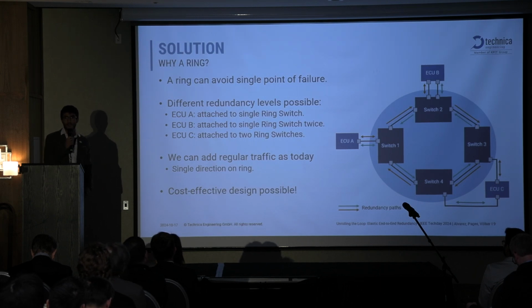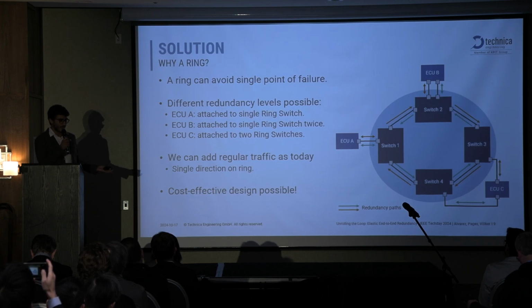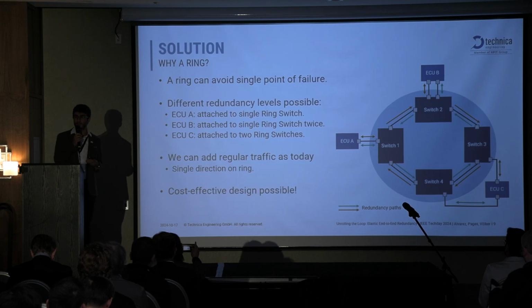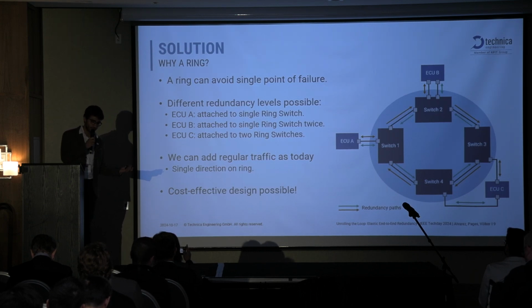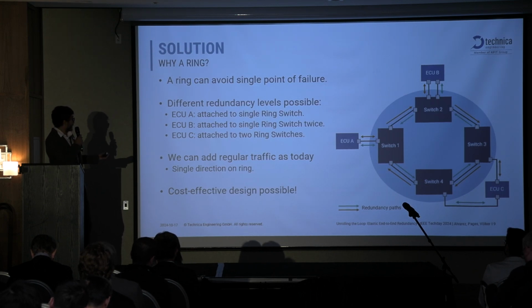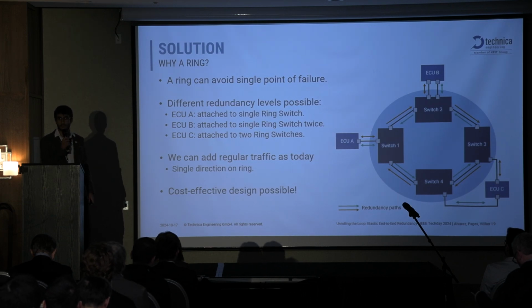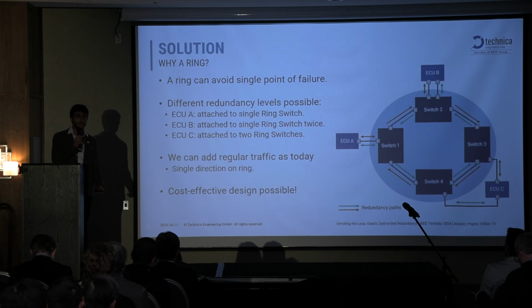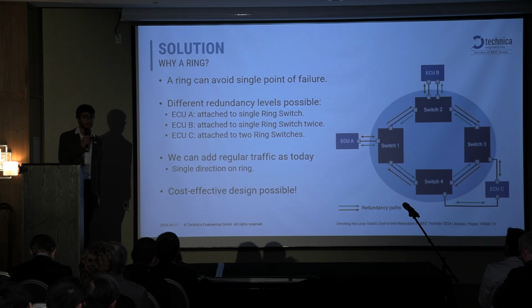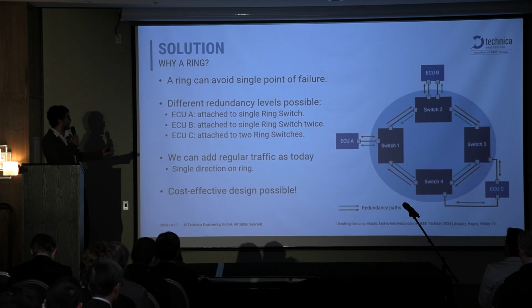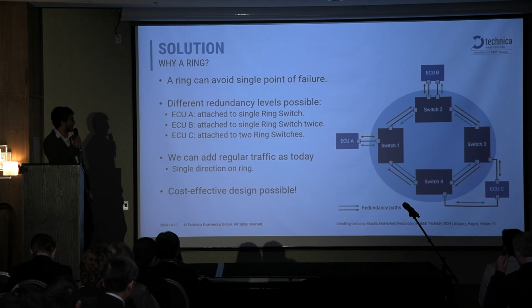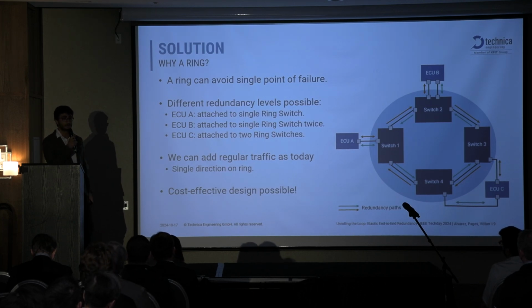So, why do we want to create a ring for redundancy in our network? Well, the basic answer is that we want to avoid having single points of failure, right? That a problem in one part of our network will cause our whole system to crash. Within this ring, we can find different kinds of redundancy levels. We can have an ECU A, which is attached to a single switch of the ring on a single link. We can have an ECU B, which is connected to another single switch of the ring on multiple links, or an ECU C, which is this time connected to two different switches of the ring.